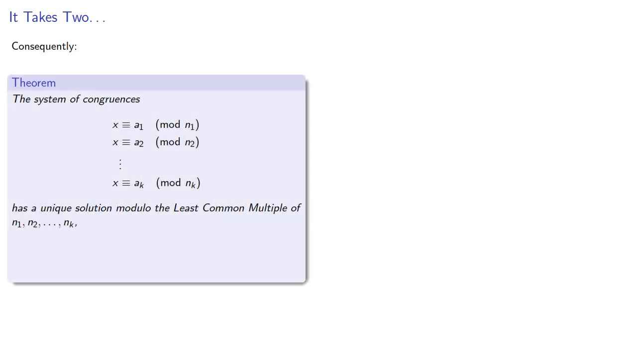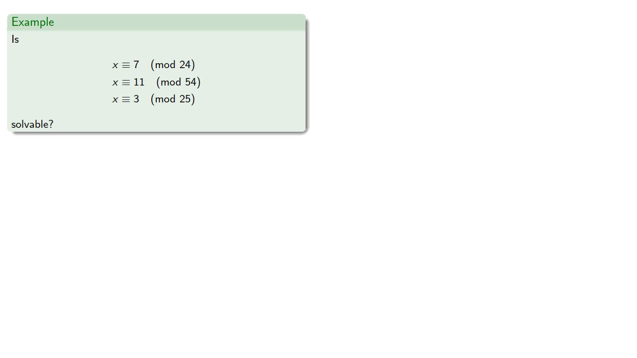Consequently, we have our theorem that the system of congruences has a unique solution mod the least common multiple of the moduli, provided that the congruents themselves are pairwise congruent mod the greatest common divisor of their respective moduli. Now, that's a bit of a mouthful, so it helps to have a concrete example. So let's consider this system.